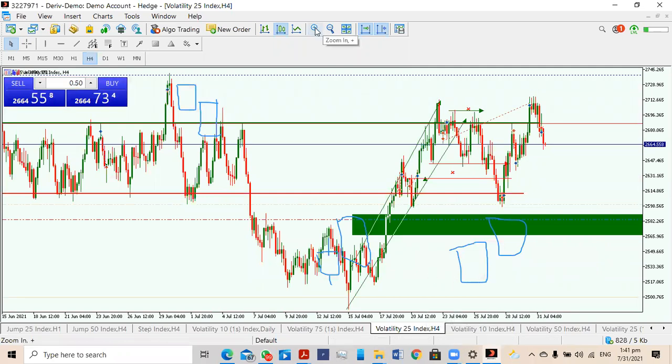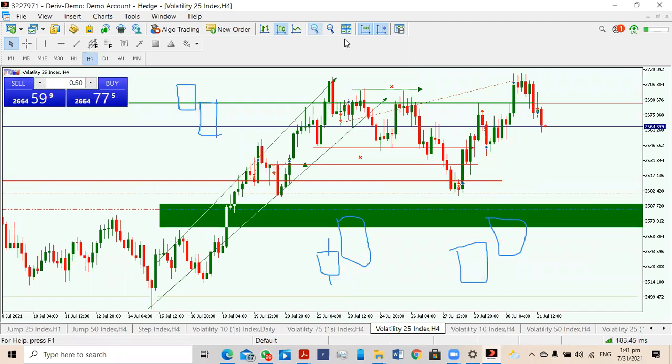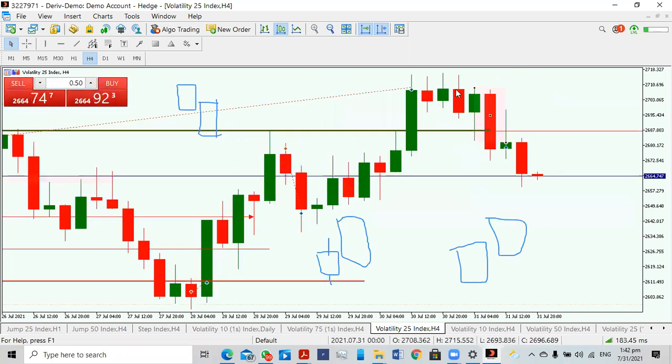Okay. Yeah. Here now, we have another block here. See this bearish candle. We have another block here. Then it's now selling. Then it retraces back. See this bullish candle now, it retraces back to it.